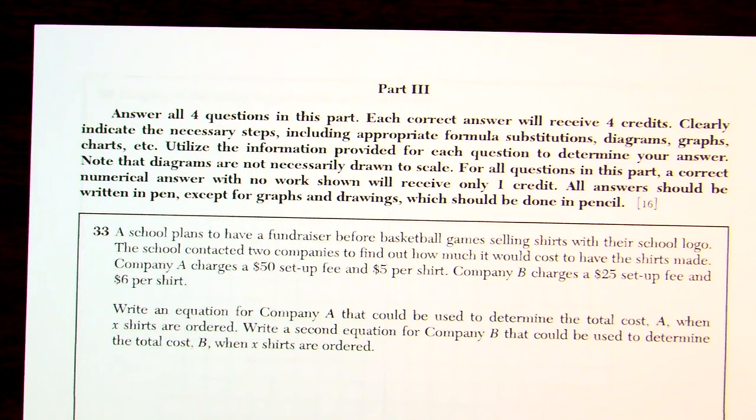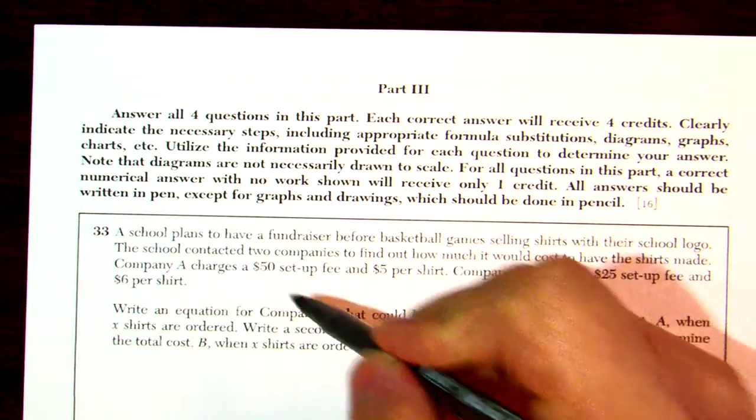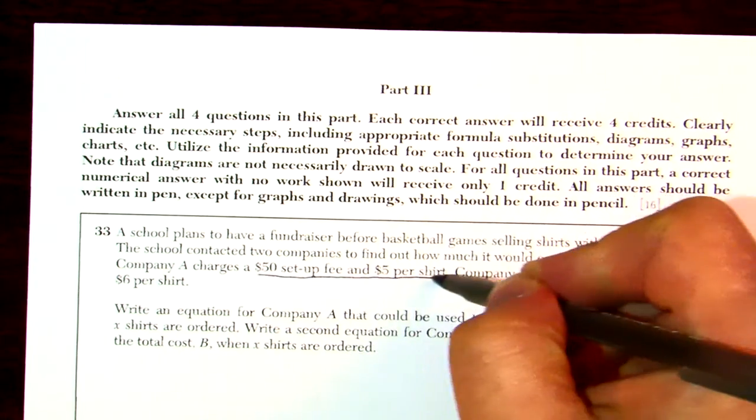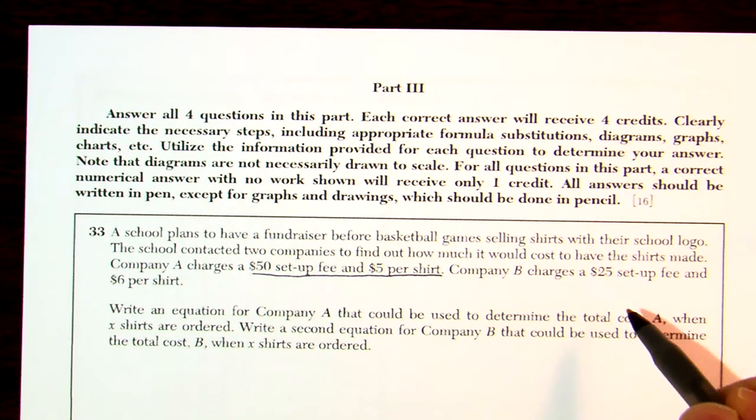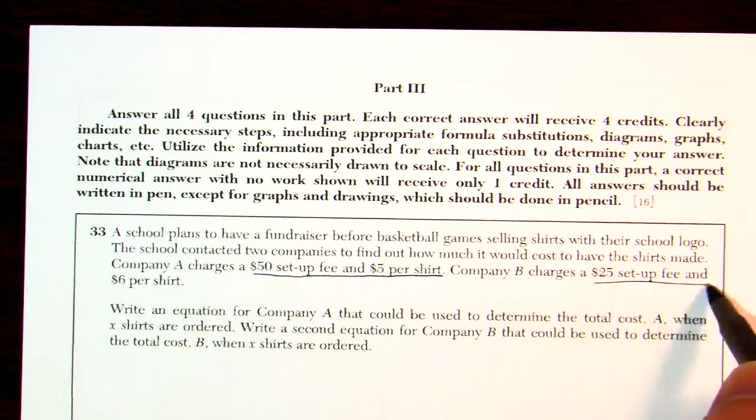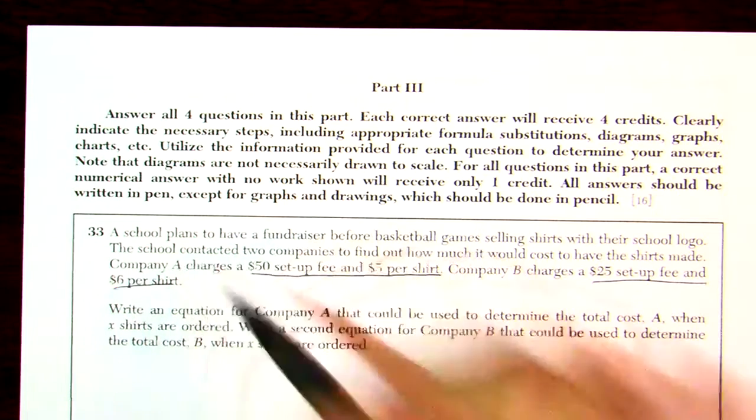It says, the school plans to have a fundraiser before basketball games selling shirts with their school logo. The school contacted 2 companies to find out how much it would cost to have the shirts made. Company A charges $50 setup fee and $5 per shirt. B charges $25 setup fee and $6 per shirt.